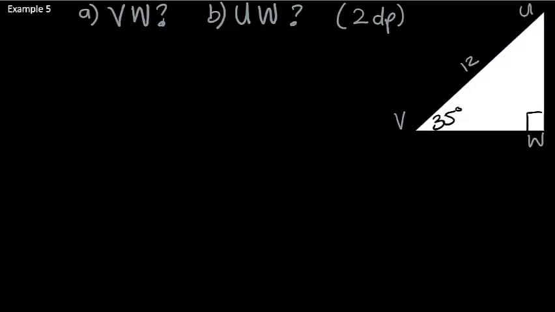Example number 5, which is found on page 164, gives us the triangle UVW. We can see that UV is 12 units long. Angle V is 35 degrees and angle W is 90 degrees. Now in the past we had more information, but right now we only have one length and 2 angles. How do we go about answering this question?